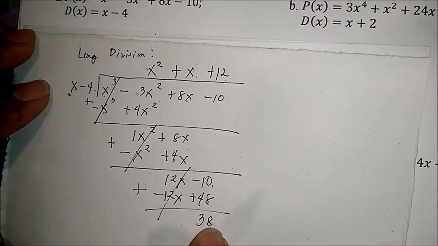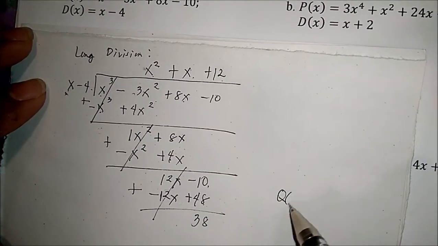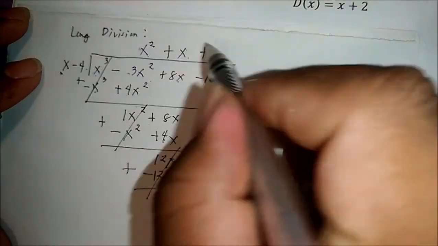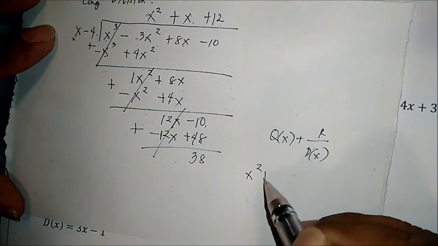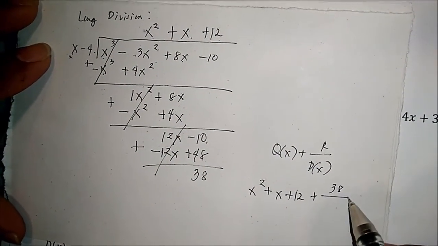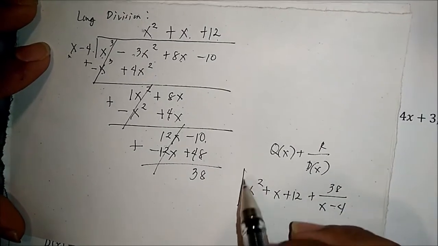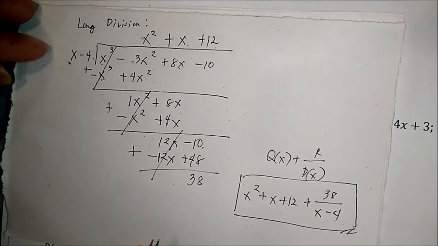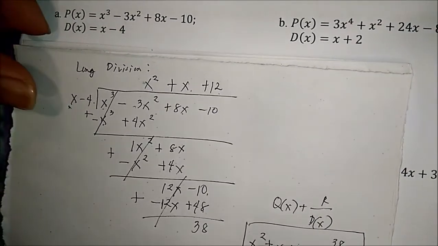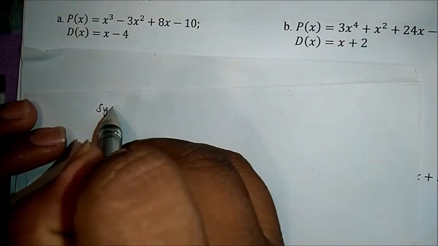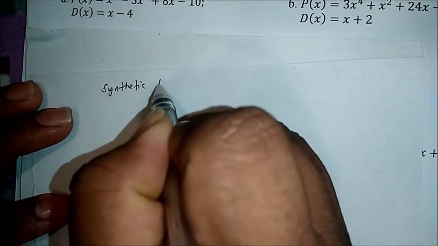So, rewriting the answer in the form q of x plus r over d of x, thus we have x squared plus x plus 12 plus the remainder is 38 over the divisor x minus 4. So, this would have been the answer. That is by long method. Ano yung synthetic division na sinasabi? Ganito lang po. Madali lang. So, let's try synthetic division.